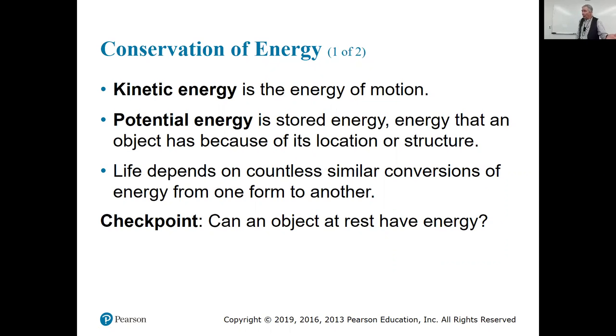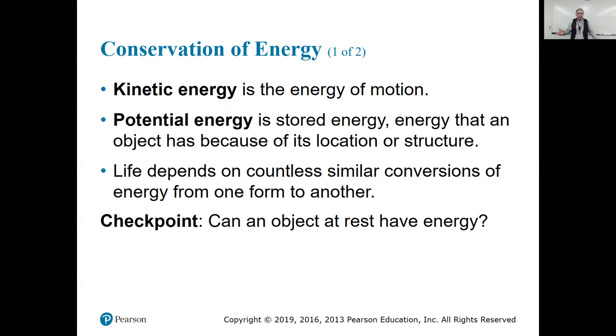Okay, energy can come in various forms. One talks about whether it's energy of motion or stored energy. So kinetic energy is the energy of motion, and potential energy is stored energy, energy that an object has because of its location or structure. So life depends on countless similar conversions of energy from one form to another. There's chemical energy in my arm in the form of glycogen. I can convert that glycogen to glucose, and the energy can be stripped from glucose to make a molecule called ATP that allows me to convert that chemical energy into kinetic energy of moving my arm.